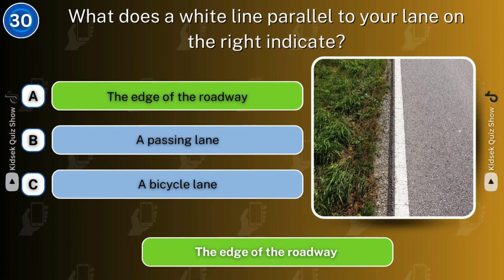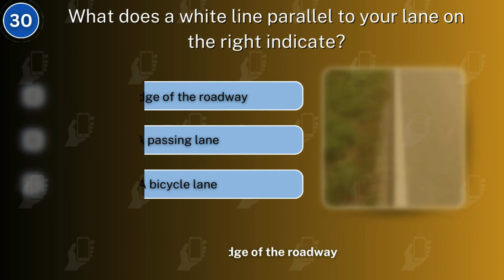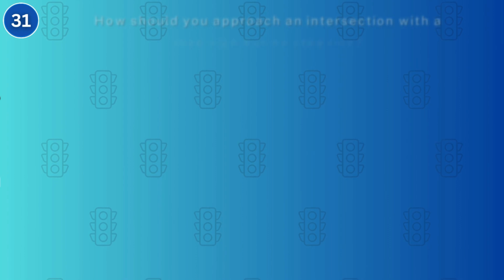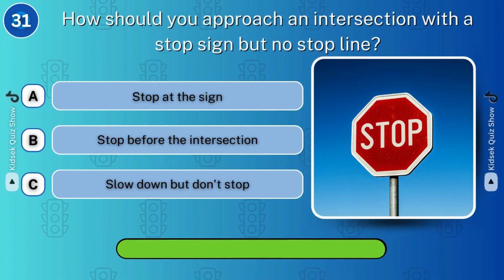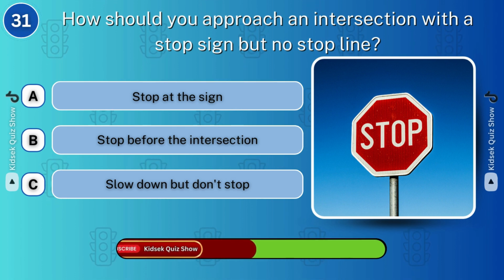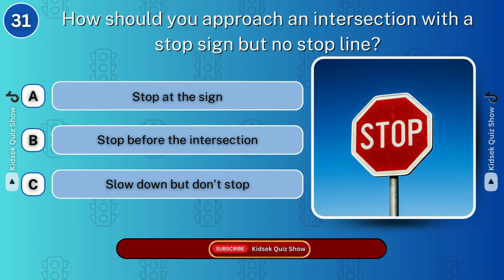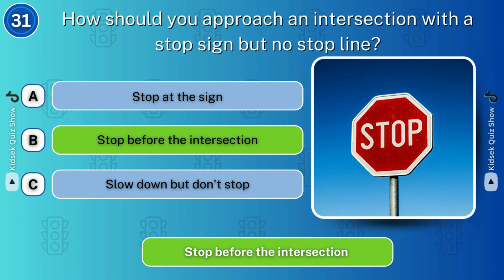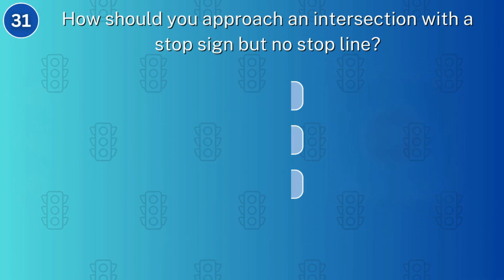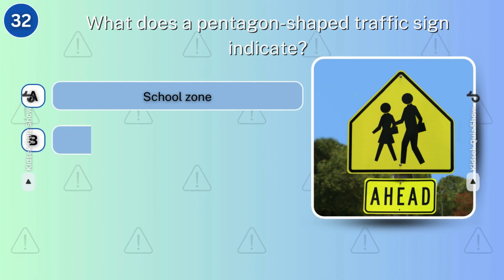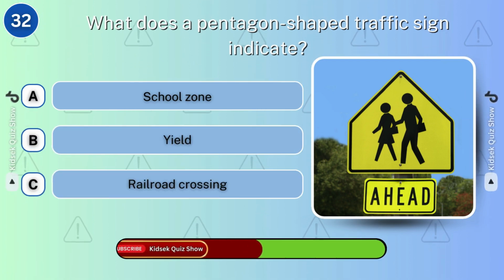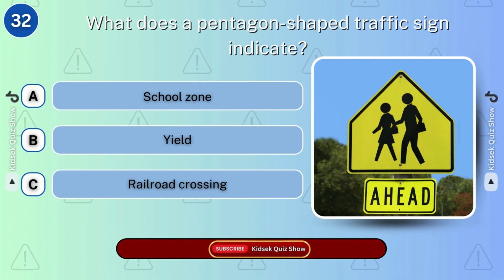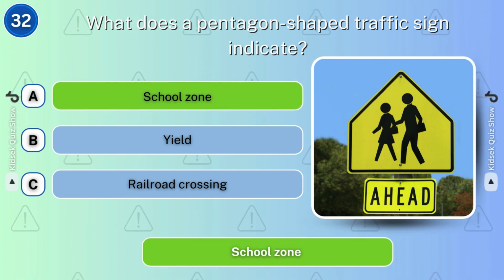It means the edge of the roadway. How should you approach an intersection with a stop sign, but no stop line? You have to stop before the intersection. What does a pentagon-shaped traffic sign indicate? School zone, yield, or railroad crossing? It means school zone ahead.